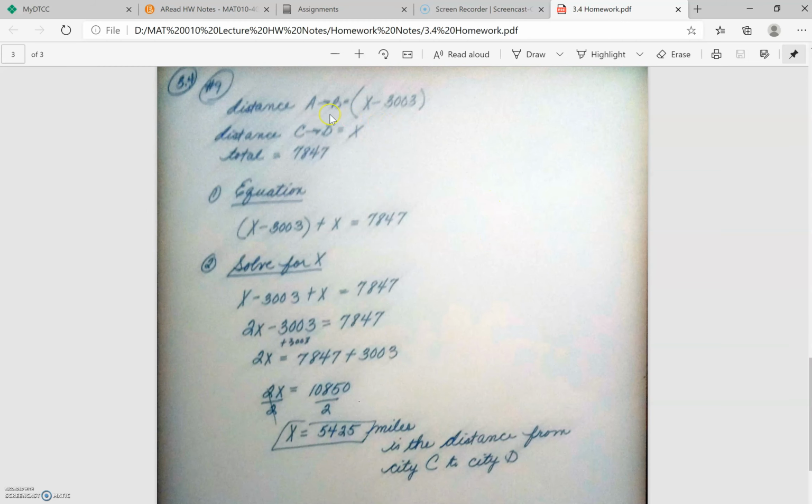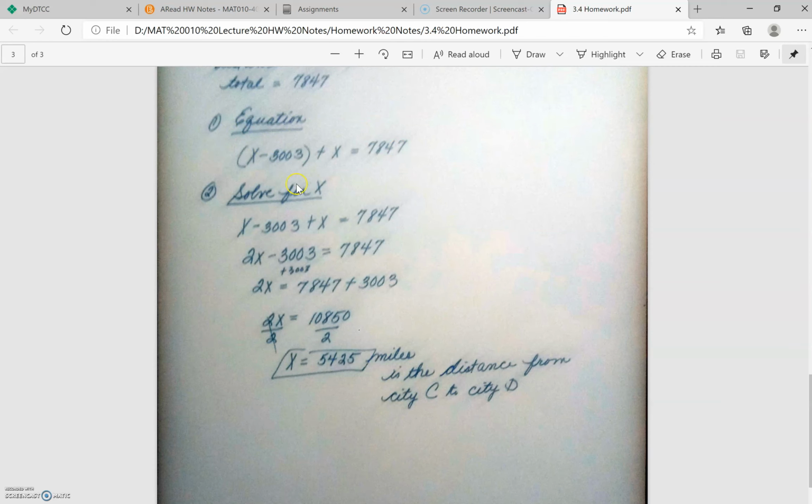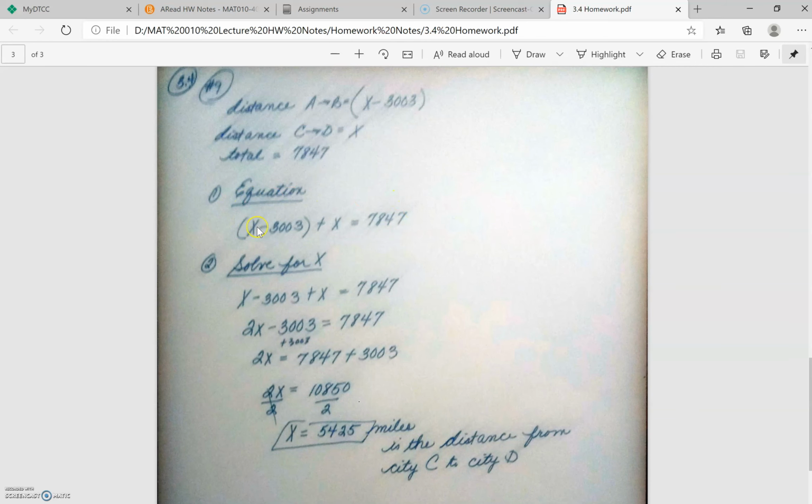Now, I apologize about this blurriness. Now, when we get to number 9, I was talking about the distance from A to B versus C to D. And A to B is 3003 less than x. So you can see it would be x minus 3003, and the distance C to D is x, and they give you a total amount, which is 7,847. So you just go ahead and write that as an equation. So the x minus 3003 plus x, so this part here is the distance for AB. This x represents the distance from CD.